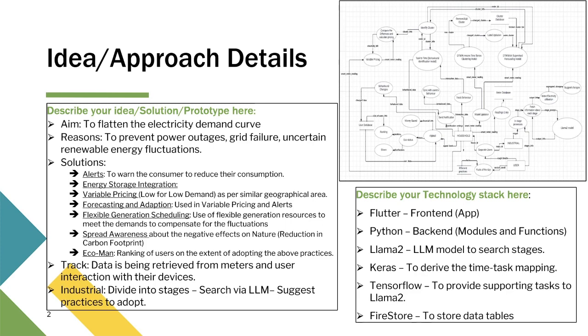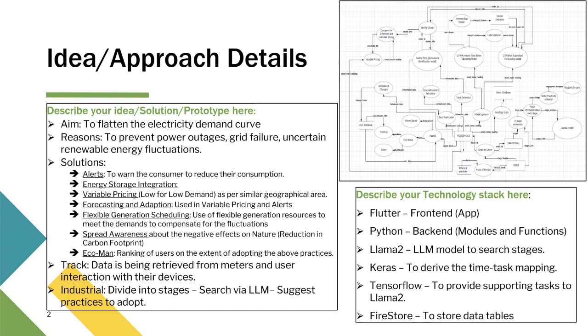Variable pricing. This particular methodology would motivate users to use the electricity whenever there is low pricing or lower demand for the electricity. And forecasting and adaptation. Over here, we're going to use the forecasting method in order to calculate the variable pricing as well as to alert the customer in advance. And flexible generation scheduling. We are going to include various flexible generation resources like hydroelectric generation in order to meet the electricity demand during the time of peak, as well as to shift those demands to the off-peak. Later, spread awareness.